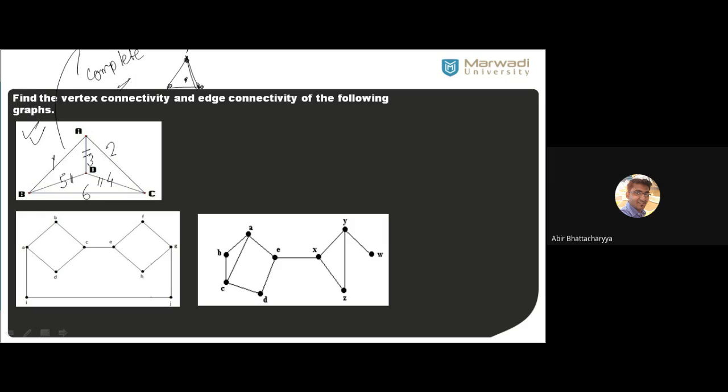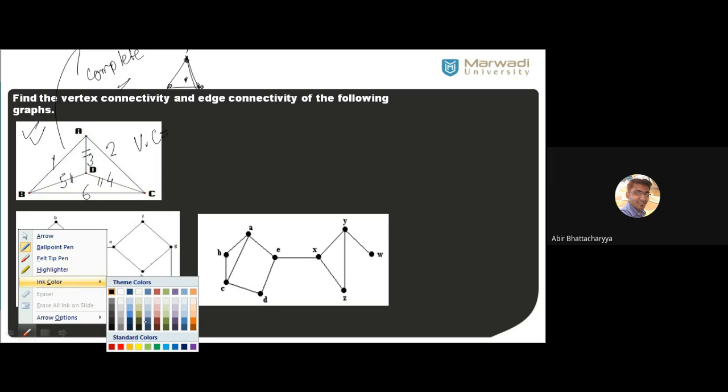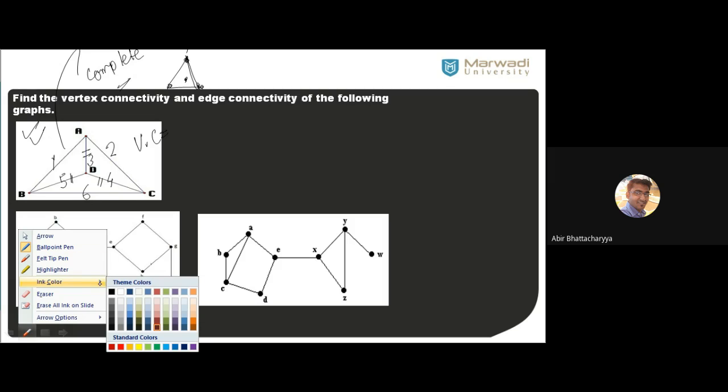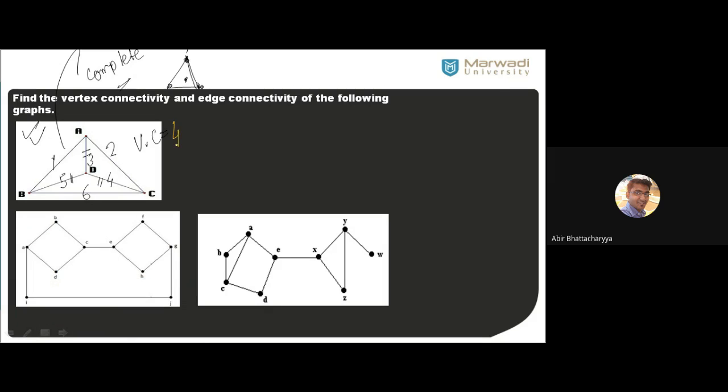K4. So for a complete graph, what is the vertex connectivity? N. That means here the vertex connectivity is 4. What is the vertex connectivity? 4. Because if you remove 4 vertices, still it is not possible to disconnect the graph. That's why the ultimate possibility is 4. That's why vertex connectivity is 4.